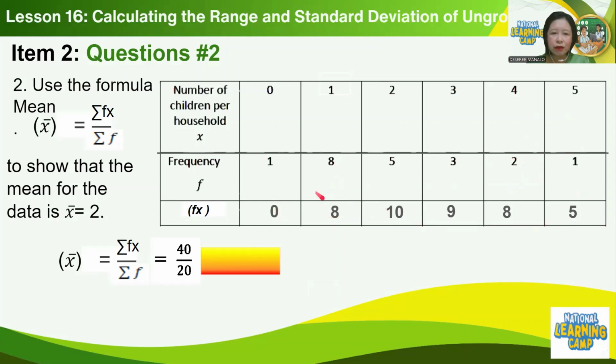Now, you will find the summation of this fx. And then we have here 40. Let's find out if it is 40. 0 plus 8 is 8. Plus 10, 18. Plus 9, 27. Plus 8 is 35. And plus 5 is 40. So we have 40 divided by 20, and the answer is 2. So we get the mean of 2.